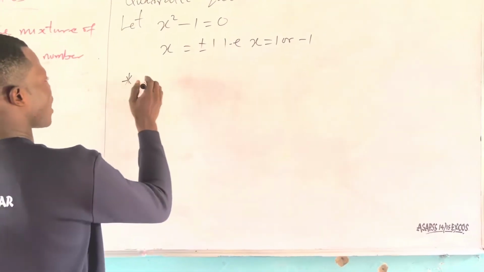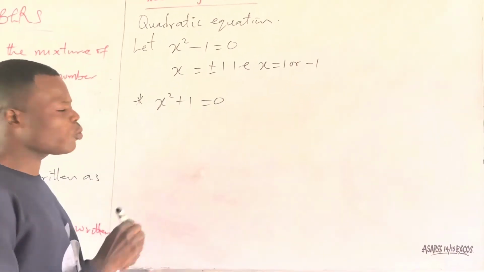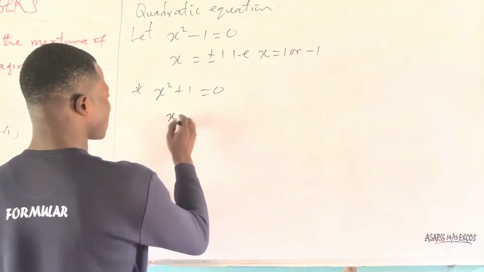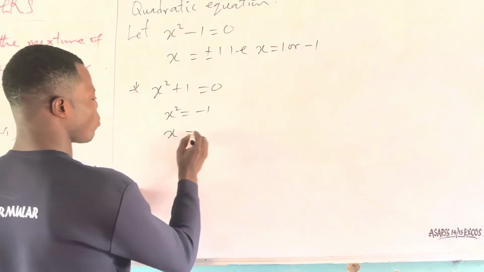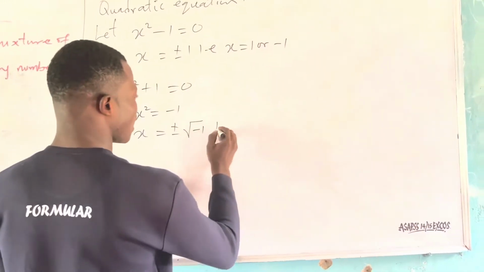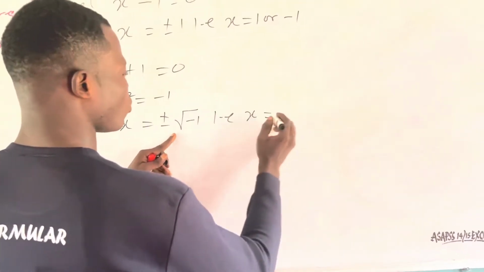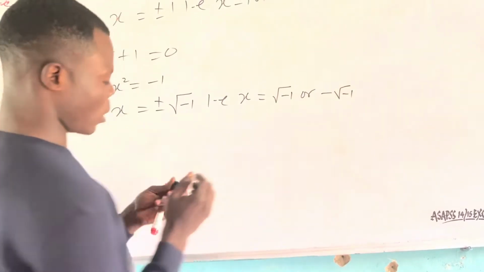And consider this as well. x squared plus 1 is equal to 0. How do we solve this? So this will be x squared equal to minus 1. And this will be x equal to plus or minus square root of minus 1. We can also write this as x is equal to root minus 1 or minus root minus 1.